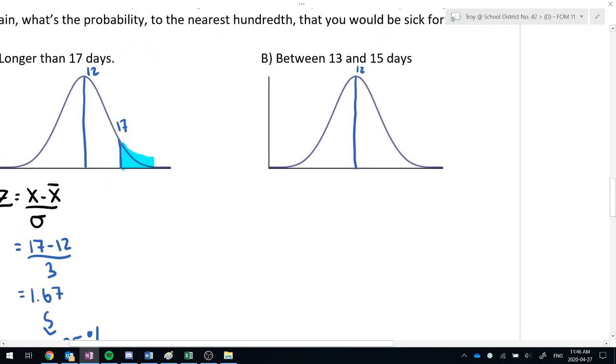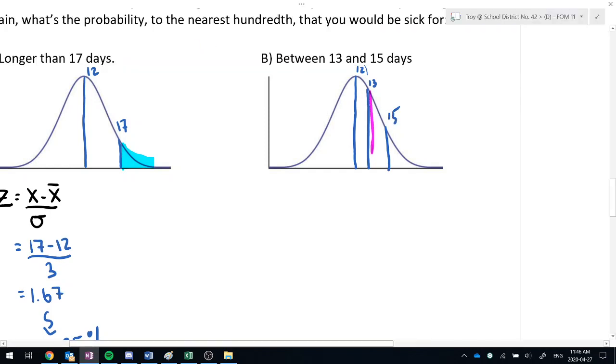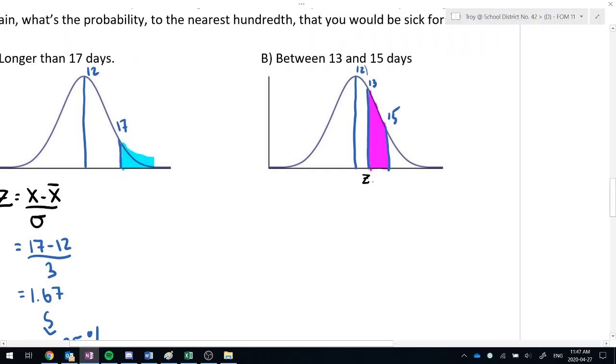Okay, let's do the next one. Sick between 13 and 15 days. So that's 12, 13 is probably going to be here somewhere, 15 probably going to be there somewhere. And now we are interested, of course, in this area right here. Two values. Okay, so we got two values, which means we're going to be looking for two z-scores. So I'll call this z-score 1, I'll call this one z-score 2.